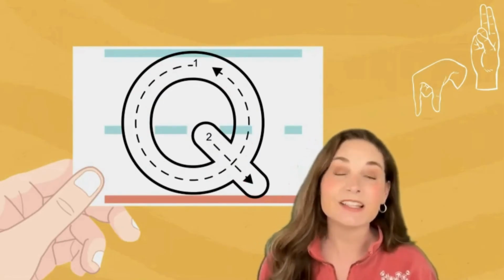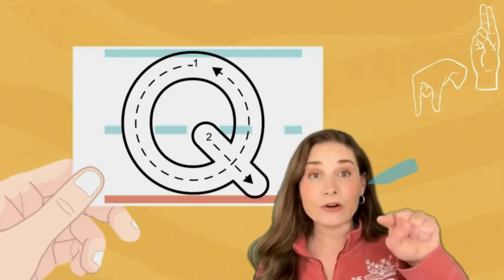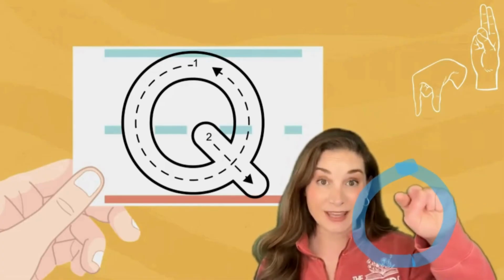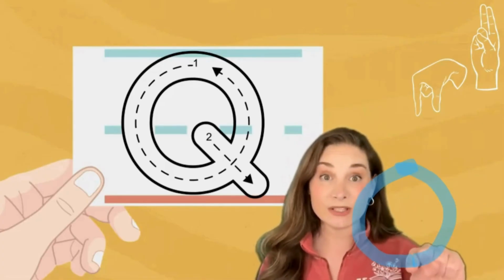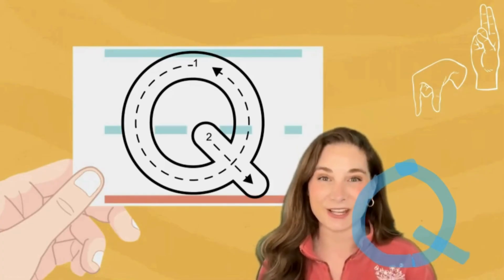Now let's trace the letter Q in the air together. We're going to start at the top, do a curve down to the bottom, then do a curve back up to the top, making a circle. We're going to jump down to the middle and do a slanted line from the middle down to the bottom. That's how we write the letter Q.